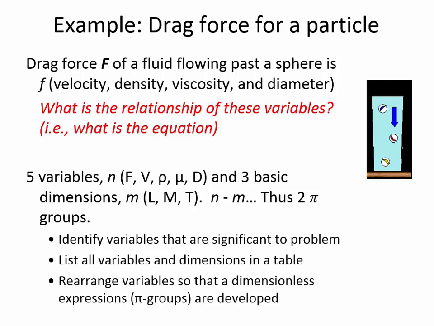So our first variable is the force of drag. The next variable is the velocity that it's falling through the fluid. Then there is the density, there is the viscosity, and the diameter. So those are the 5 variables that we're going to be working with. And then the units for each of them is what we're going to first look at.